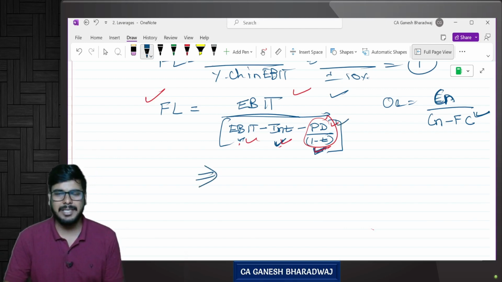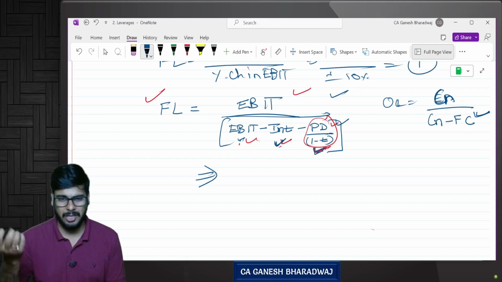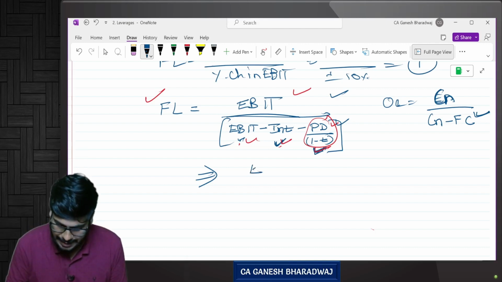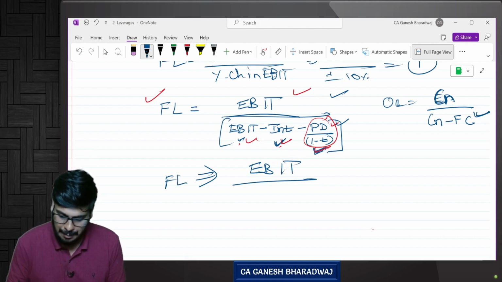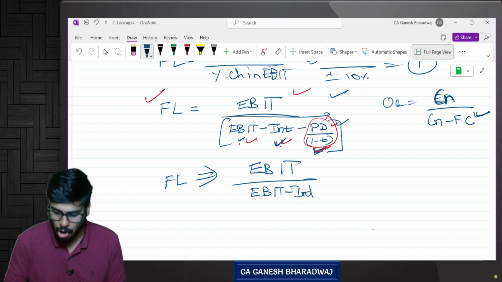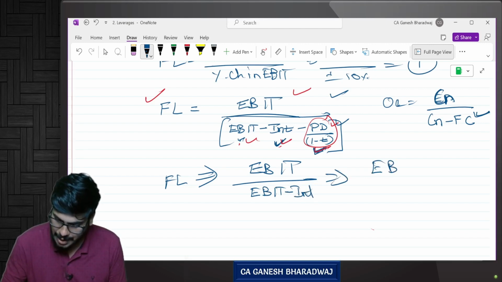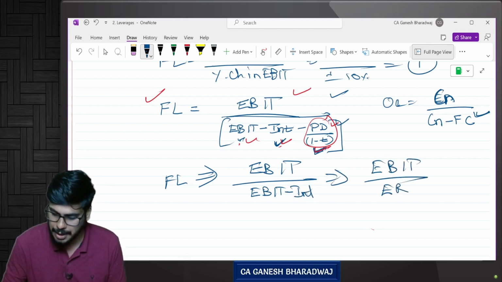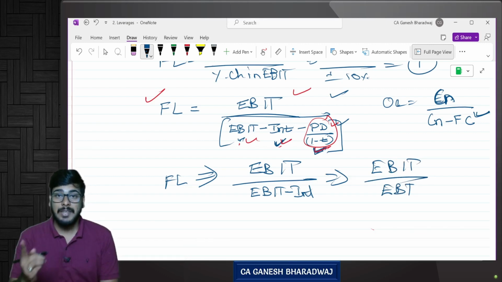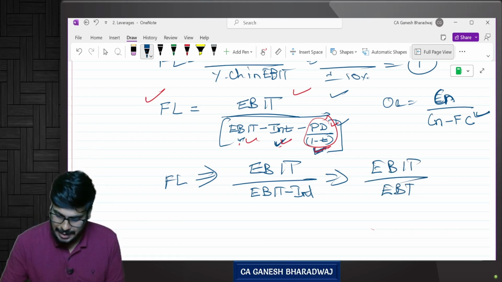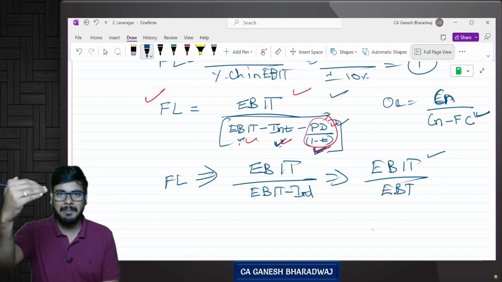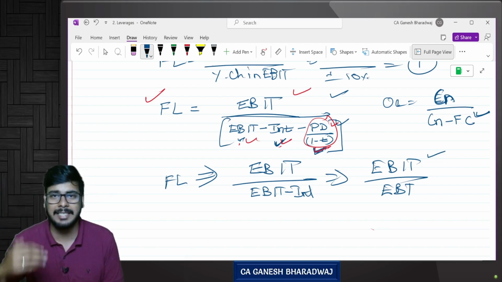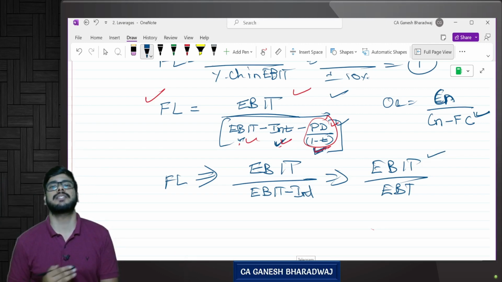Suppose preference dividend is not there. So the company has not raised any money through the preference channel. Can I say this is nothing but EBIT? So financial leverage, can I say this is nothing but EBIT divided by EBIT minus interest, correct? Or can I say this is nothing but EBIT divided by EBT, correct or not? If there is no preference dividend, then financial leverage is nothing but EBIT divided by EBT, correct? Are you clear with this, guys?